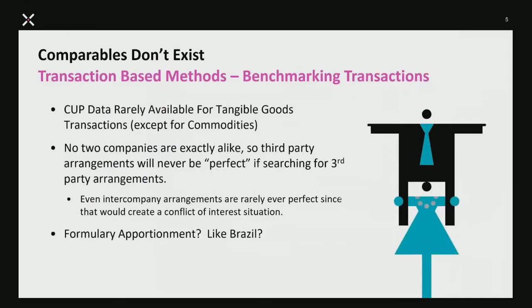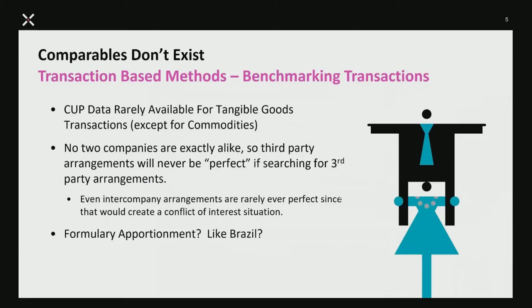All right, so let's talk about the fact that comparables don't exist. And I hear this from some prospects sometimes, who say, well, comparables don't exist. What do I do? Well, there still needs to be some form of benchmarking that occurs, right? So once again, CUP data is actually rarely available, except for commodities, and except for certain transactions for licensing agreements, where we will be able to find third-party licensing agreements. We are also able to find loan benchmarks.